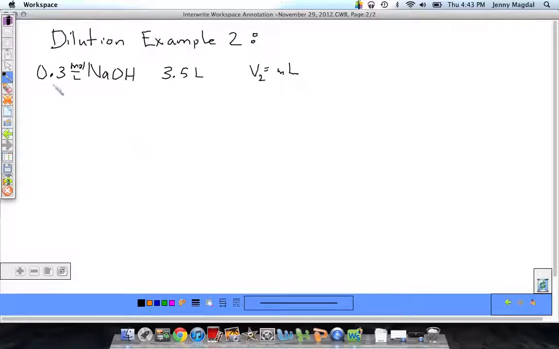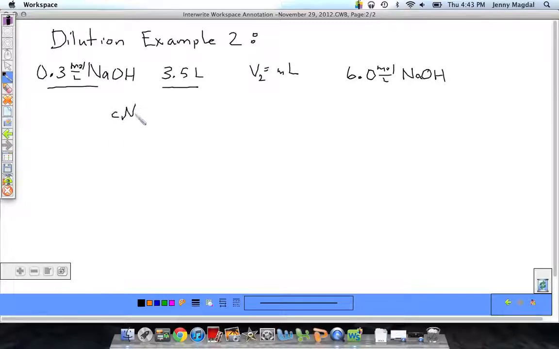So I know that I want a concentration of 0.3 molar. I want to have 3.5 liters of that total, and I want to dilute it from the molarity of NaOH that I had to start, which was 6.0 moles over liters. That's how I get it from the chemical factory. So 6 moles per liter of NaOH that I have initially.